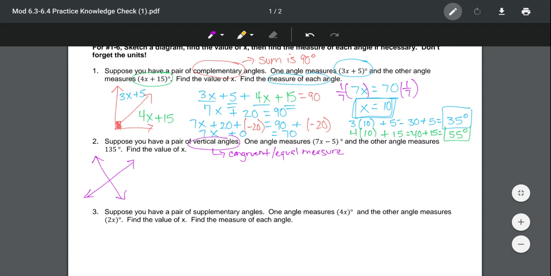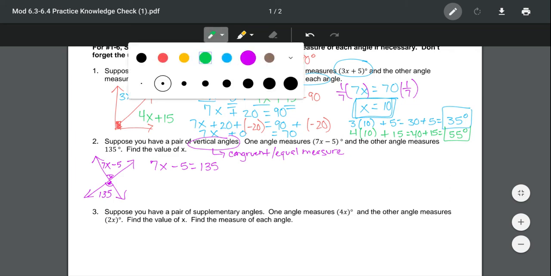Okay, so one angle is 7x minus 5. And then the one across from it would be 135 degrees. So those two would be vertical angles or directly across from each other. So that means that they're equal. So my equation would be that 7x minus 5 is equal to 135. Okay, so that's your equation. Now I'm going to go through and solve.